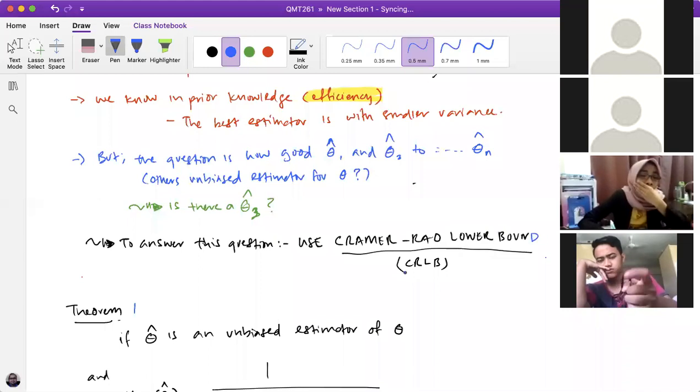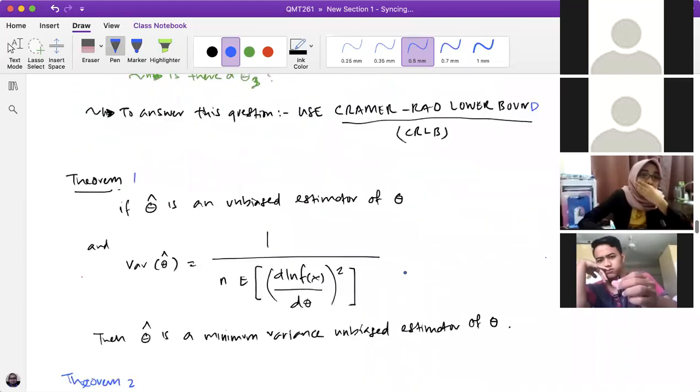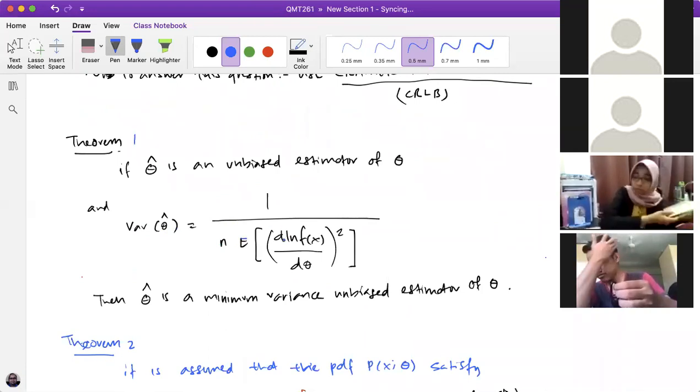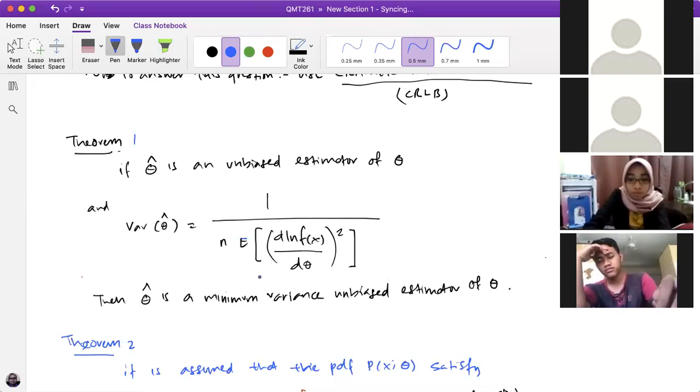So theorem number 1: if theta hat is an unbiased estimator for theta, and 1 divided by n times the expected value of the square of the derivative of ln f(x) with respect to theta equals the variance of theta hat, then theta hat is a minimum variance unbiased estimator. If not equal, then theta hat is not a minimum variance unbiased estimator.